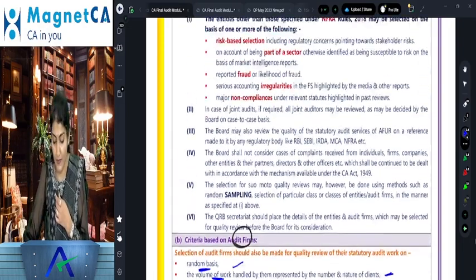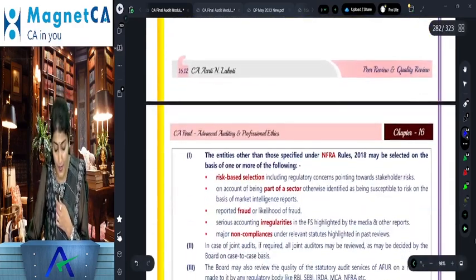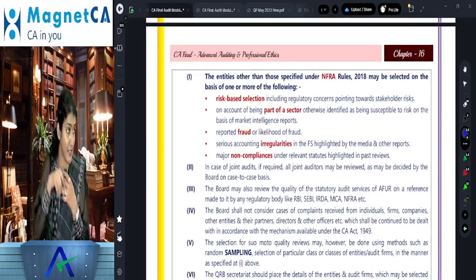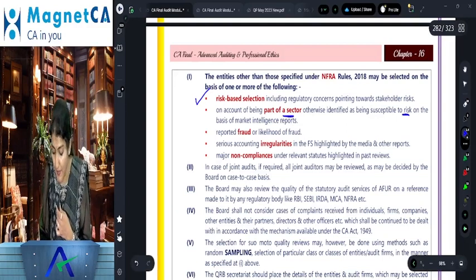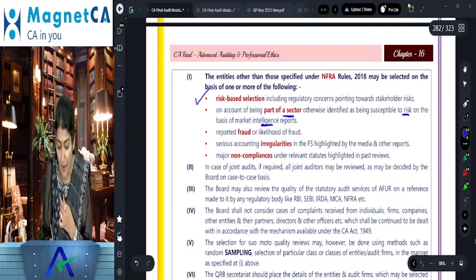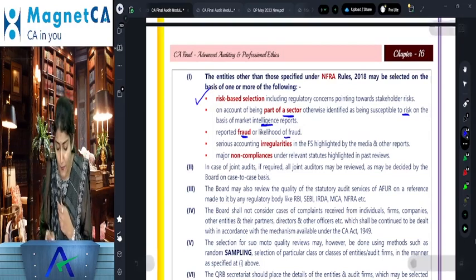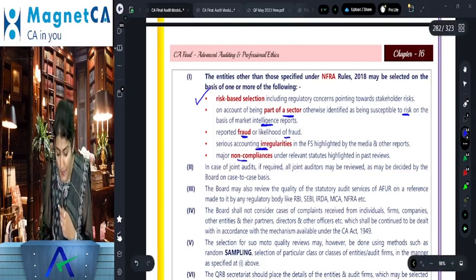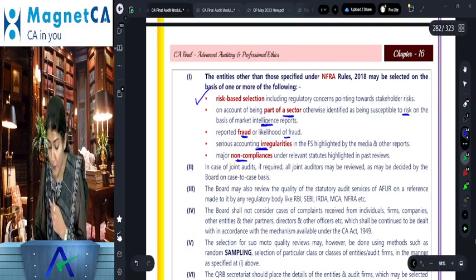And then what does it say? Based on the entities that you are auditing. That means you are doing an audit of an entity which is part of a sector where there is susceptibility of risk based on the market intelligence report, or there is reported fraud or likelihood of fraud. If there is fraud, obviously that means there is a serious accounting irregularity. Obviously then there would also be major non-compliances.